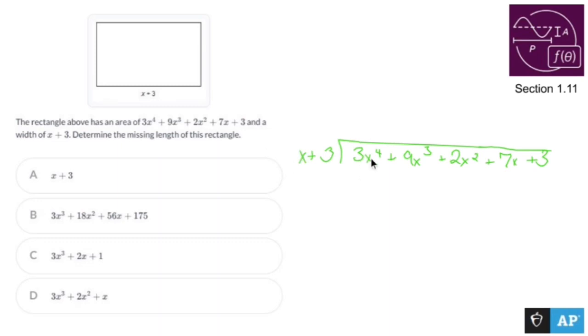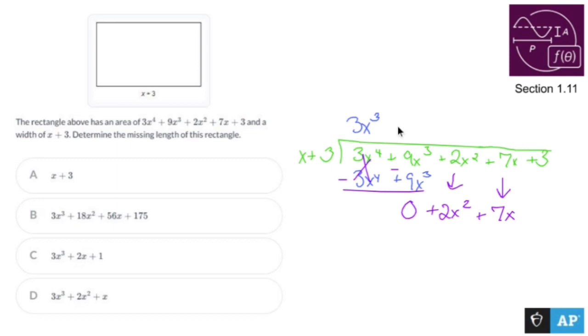X times what gets me 3x to the fourth? 3x cubed does that. So multiply 3x cubed to x, 3x to the fourth. Multiply 3x cubed to 3, 9x cubed. Oh, how about that? Now we subtract this entire row, which involves flipping the signs. The first terms will always go away and become 0. So drop down the positive 2x squared, and since this became 0, drop down the regular 7x, and then we skip a step a little bit, because that's 0.